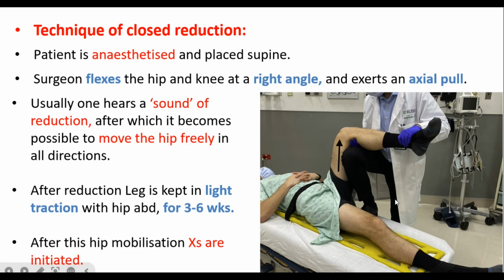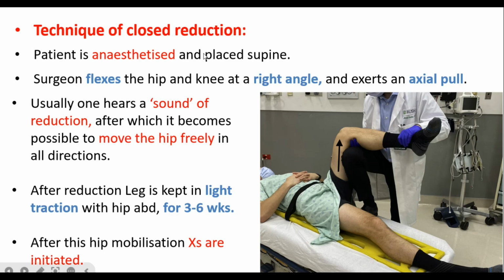Technique of reduction. As you can see here in the image, the patient is anesthetized and placed supine. The surgeon then flexes the hip and knee at a right angle. Both the hip and the knee joint are flexed at a right angle, and then the surgeon exerts an axial pull. Usually during this time, one will hear a sound or a click, after which it is possible to move the hip joint freely in all directions.